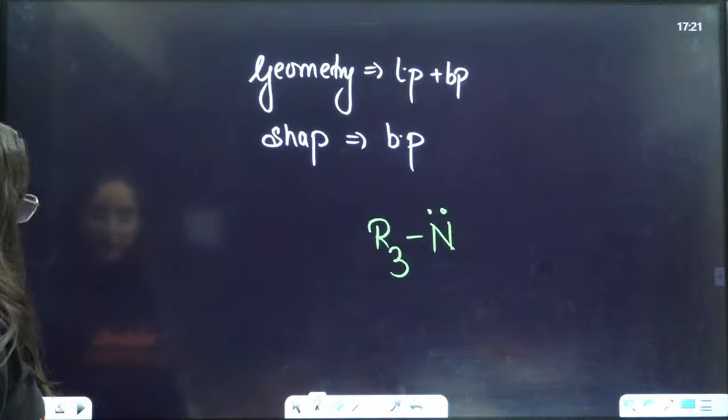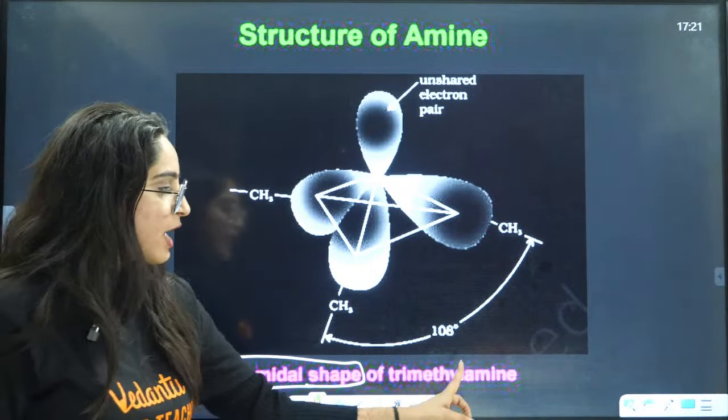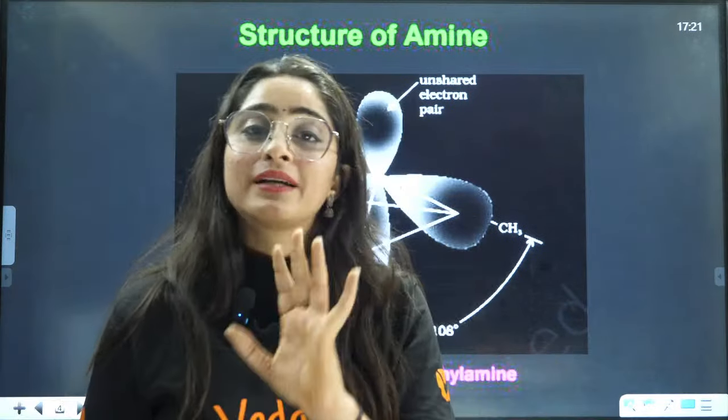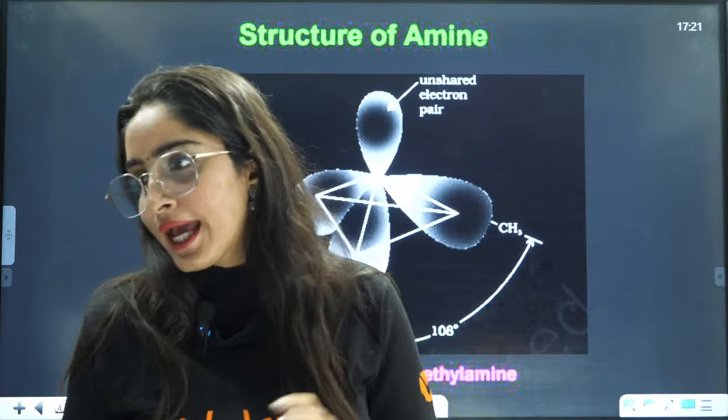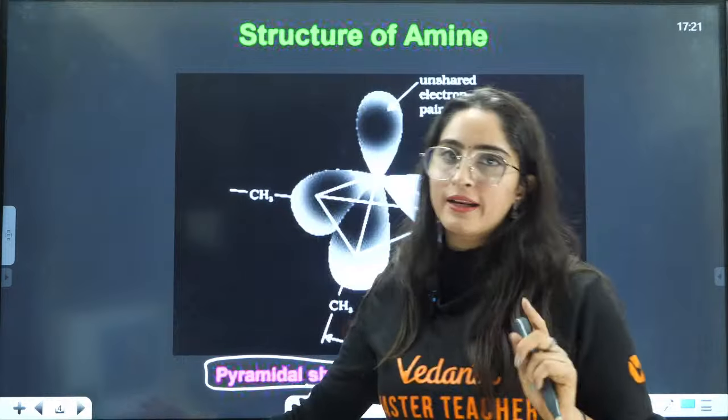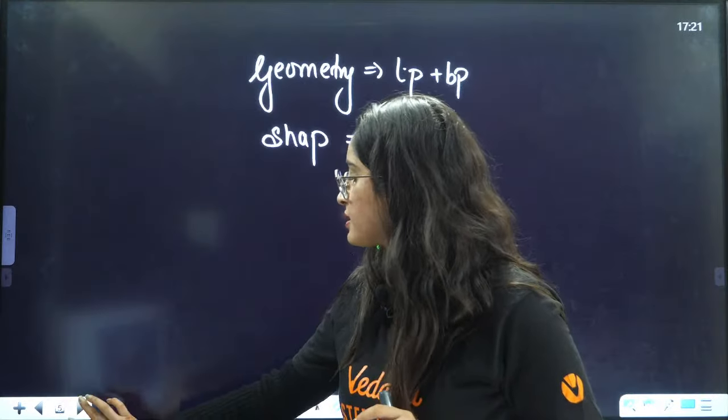So that is why we call it a pyramidal shape for trimethylamine, or any methyl amine, but the geometry will be tetrahedral. Okay, everybody? Non-planar structure. Very good. It is a non-planar structure.